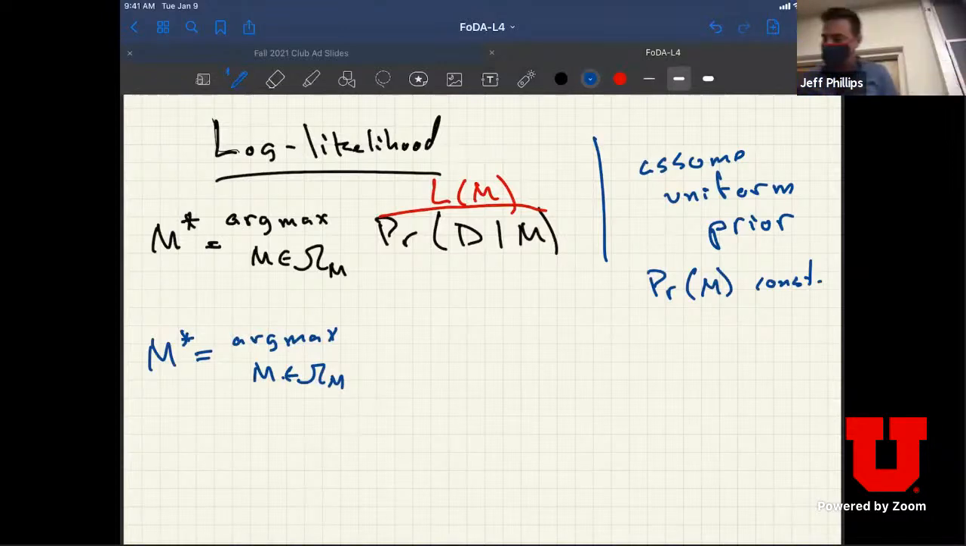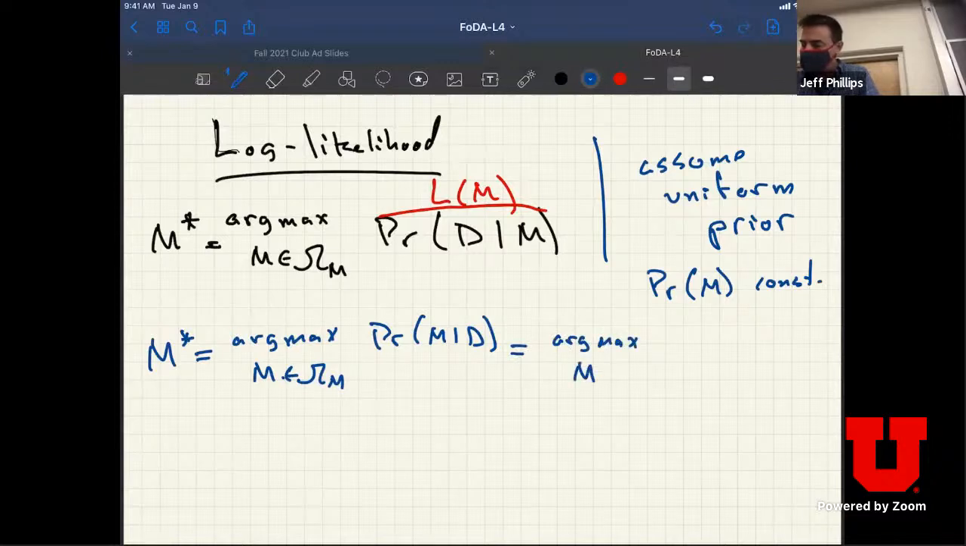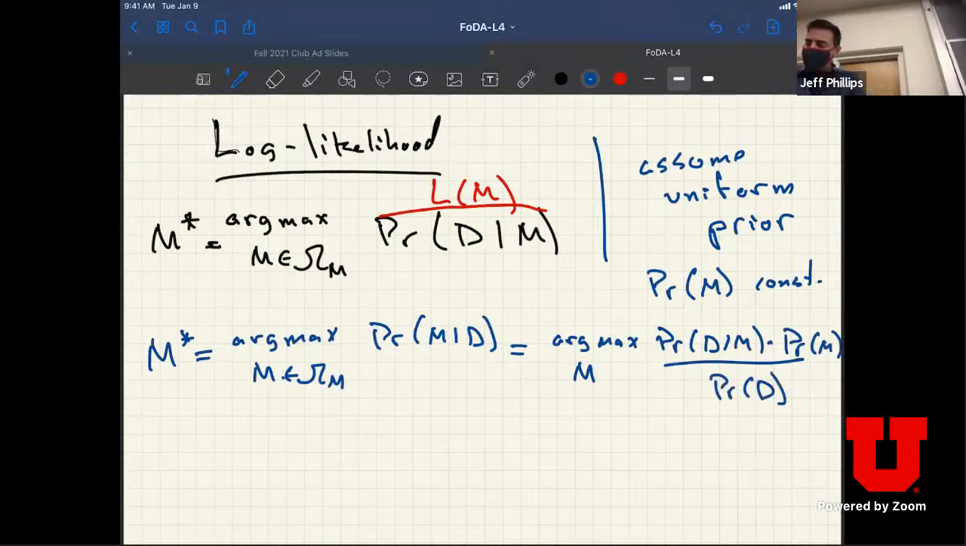I'll just say arg max over m, right? And this will be the probability of the model given the data. And this is equal to arg max over the space of models of the probability of the data given the model times the probability of the model, divided by the probability of the data here. But I already said the probability of the data does not depend on the model, so we can drop that in the arg max. And if the model is constant here, then it means I can also drop this term here.